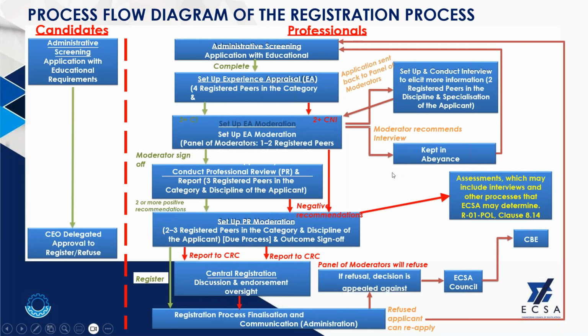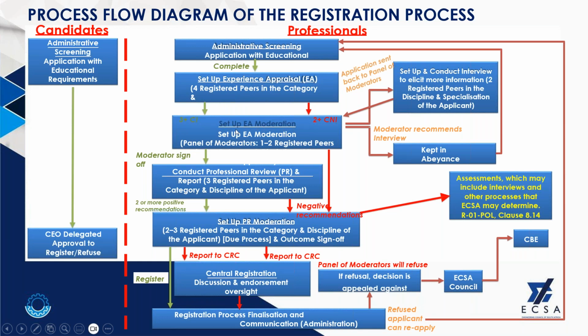Yeah, I think I'll wrap it up with this particular slide. This is the process flow diagram of the registration process. You submit an application, it goes through the screening in line with the education. ECSA then sets up an experience appraisal for you. There are 4 registered peers that go through your application, and then there are 3 assessors, who set up the EA moderation.